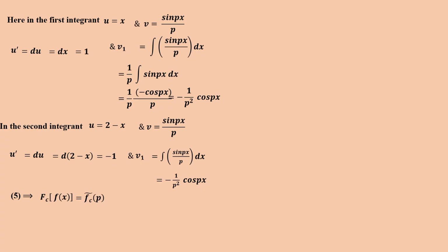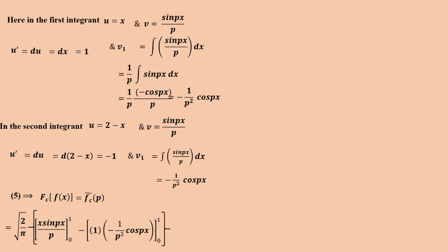The Fourier cos transform of f of x, f(c) bar of p, is equal to root 2 divided by pi. First uv, by Bernoulli's formula. In the first integrand, u is x, v is sine px by p. So x sine px by p, limit 0 to 1, minus the next term u dash v1. In the first integrand, u dash is 1 and v1 is minus 1 by p square cos px, lower limit 0, upper limit 1. So minus u dash v1, that's all.